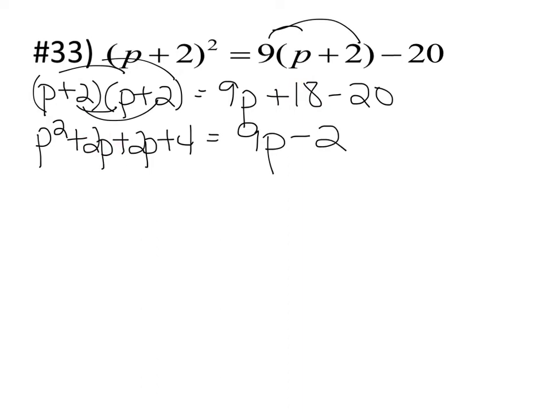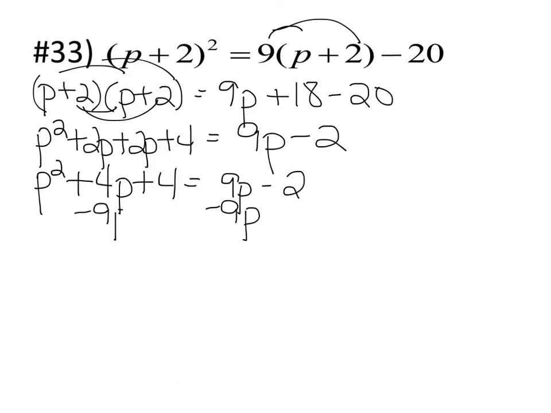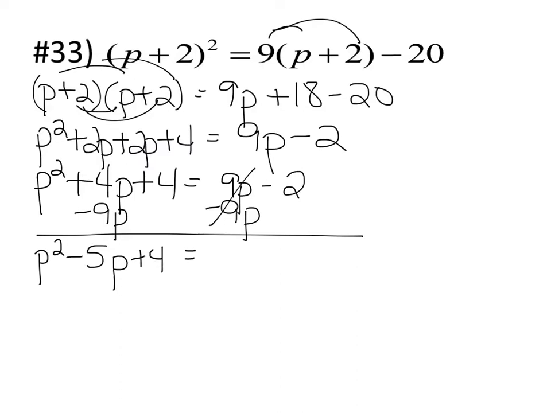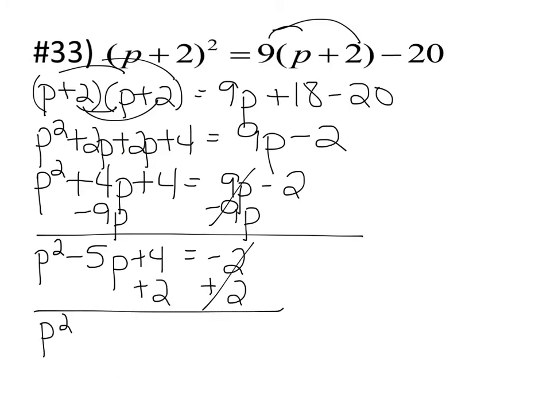Over here, we're going to combine like terms. 2p and 2p is 4p. So I have p squared plus 4p plus 4 equals 9p minus 2. Now I need to set the whole thing equal to 0. So I'm going to subtract 9p from both sides, giving me p squared minus 5p plus 4 equals negative 2. Then you're going to add 2 to both sides, giving me p squared minus 5p plus 6 is equal to 0.